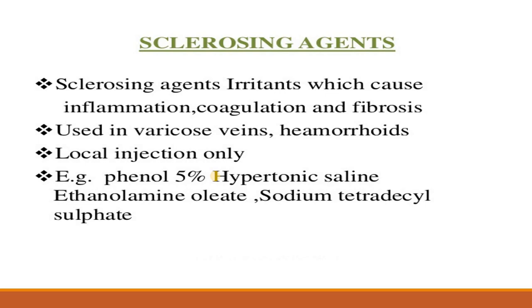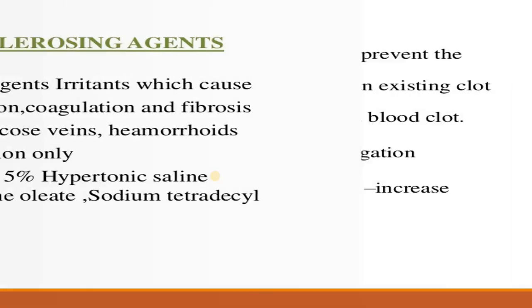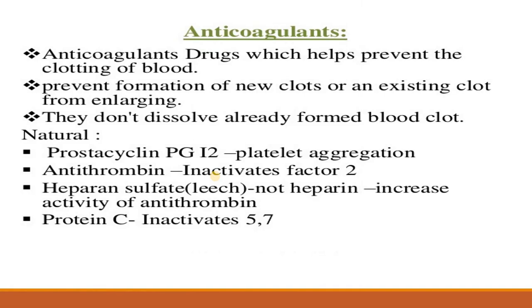Next is sclerosing agents, irritants which cause inflammation and thrombosis and fibrosis. Used in varicose vein hemorrhages, by local injection only. Examples are phenol, 5% hypertonic saline, and sodium tetradecyl sulfate, which we should give.